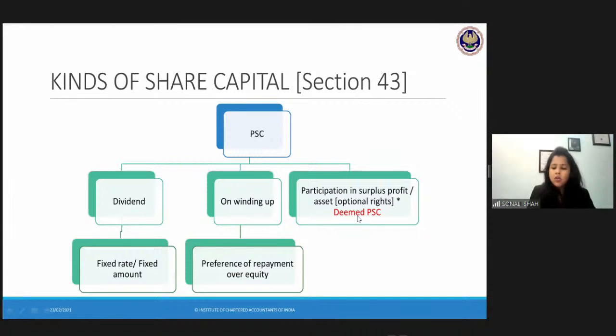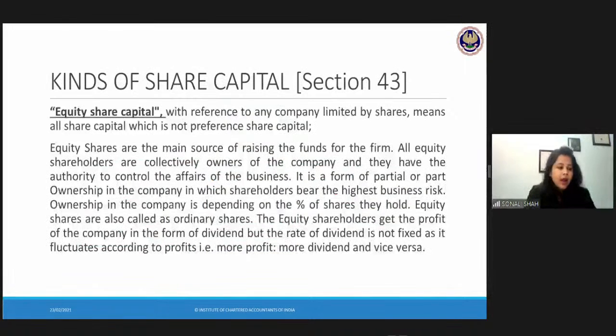Don't worry. So as of now, are we clear with this part? Deemed preference capital and the basic concept of preference capital. Are we good here? Now coming to the equity share capital.